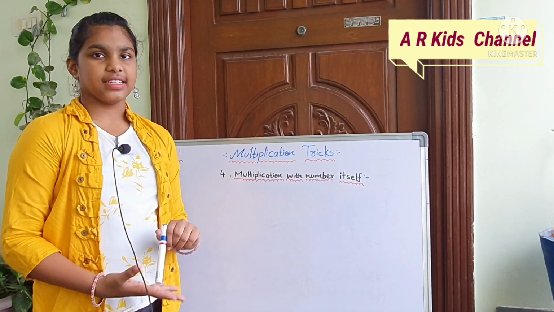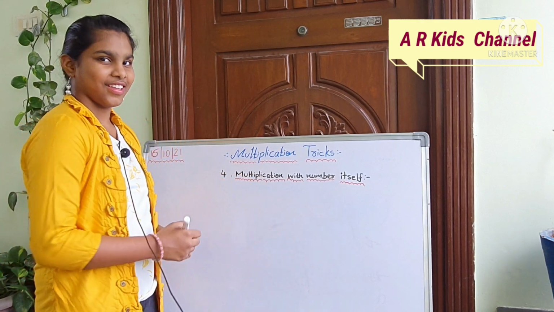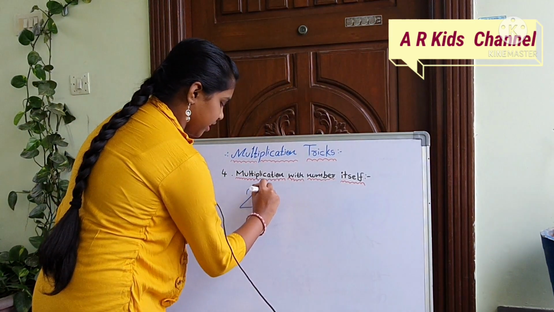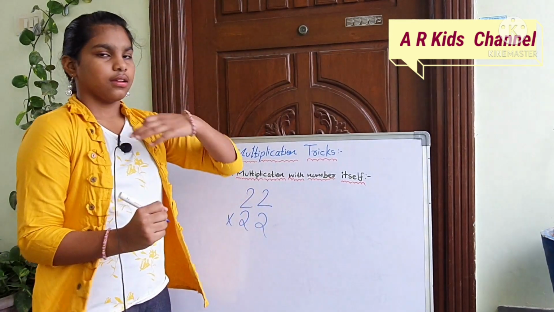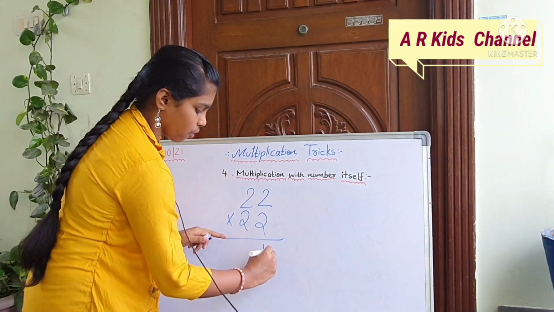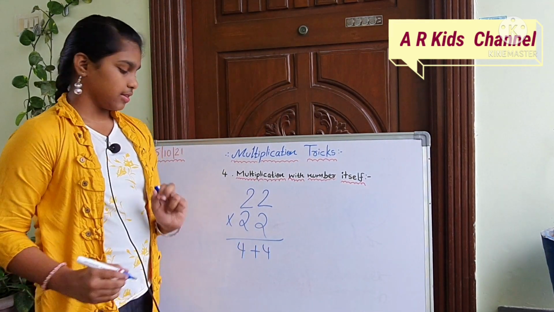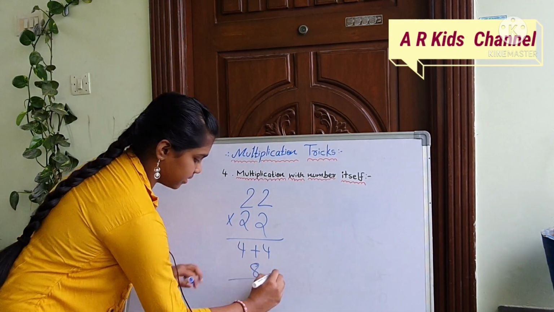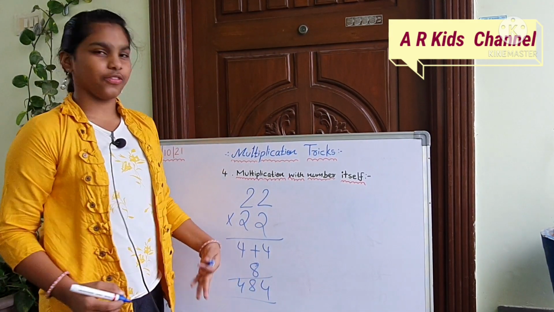Now let us see the last trick, which is multiplication of a number with itself, which is 22 into 22, 33 into 33, and so on. So let us see how to solve it. 2 twos 4, 2 twos 4. We need to add both. Our answer will be 8, and add these numbers 4, 8, 4, and the answer is 484.